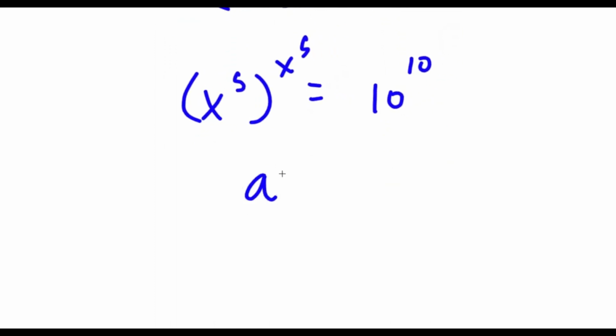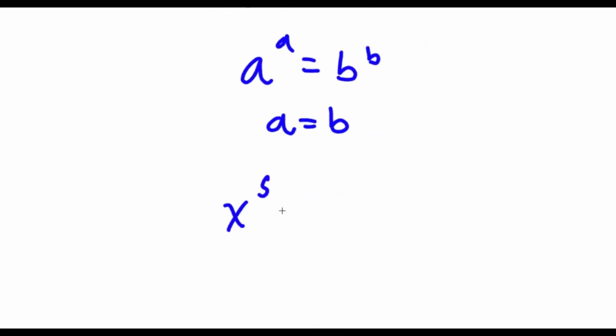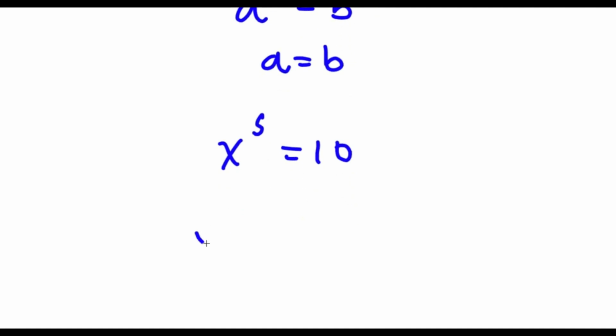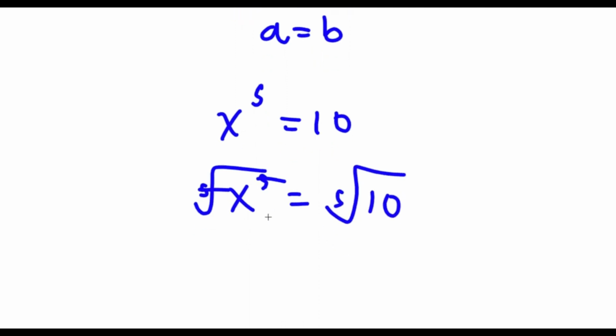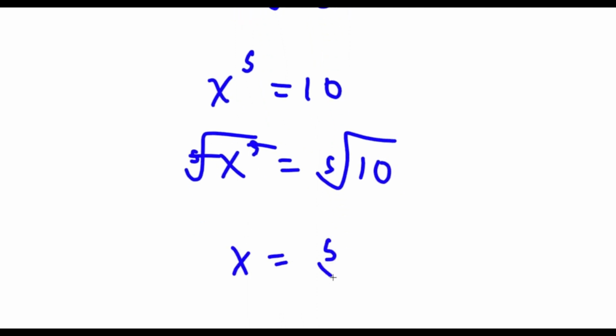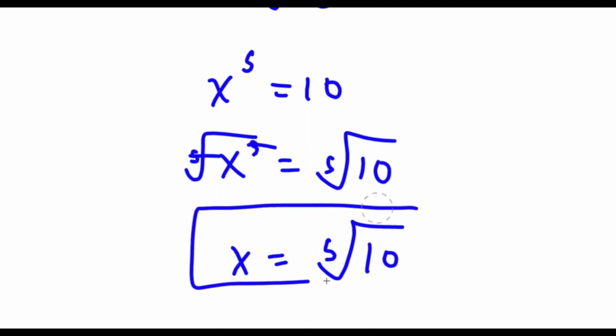Now, if I have something in the form a to the power of a is equal to b to the power of b, this means that a is equal to b. So in this case, x to the power of 5 is equal to 10. Now I'm going to take the fifth root on both sides. So these two cancel out, and now I'm left with x is equal to fifth root of 10. So this is my answer.